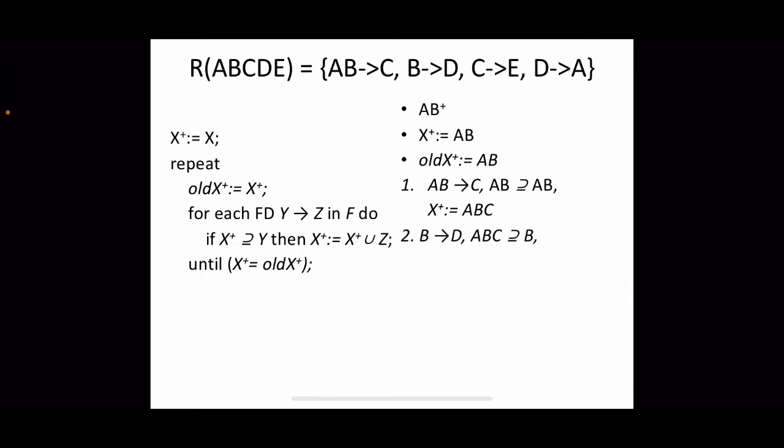Next we will take the second dependency, B determines D. Yeah, B is also a subset of ABC. ABC is our X closure. Now we can add this D into this X closure. Now this X closure will be ABCD. Next we will take the third dependency, C determines E. Yeah, C is also a subset of this ABCD, X closure. So we can add this E also into this closure. Now X closure will be ABCDE.